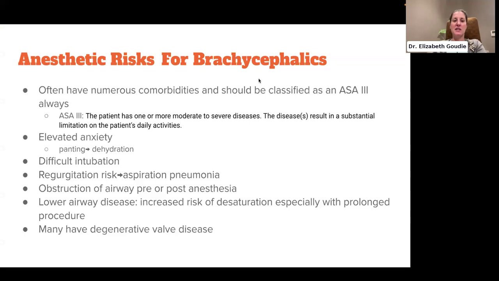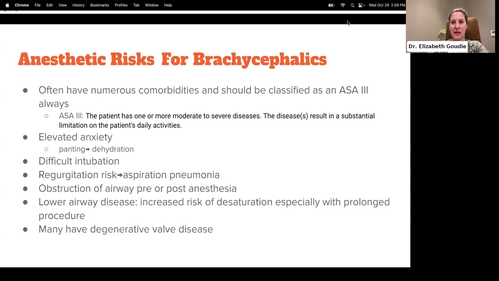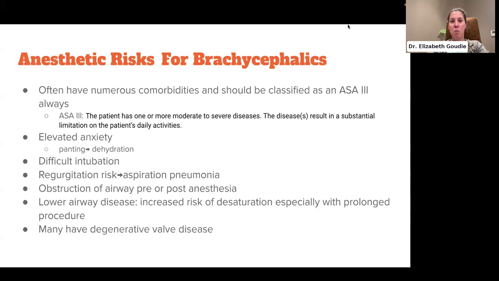So, anesthetic risk for the brachycephalic: numerous comorbidities, and they should be classified as an ASA3 always. Remember, ASA3s have one or more moderate to severe diseases. So airway disease, whatever they're coming in to see their neurologist for, and then likely they have GI disease as well. So to me, they've already surpassed an ASA3 for sure.